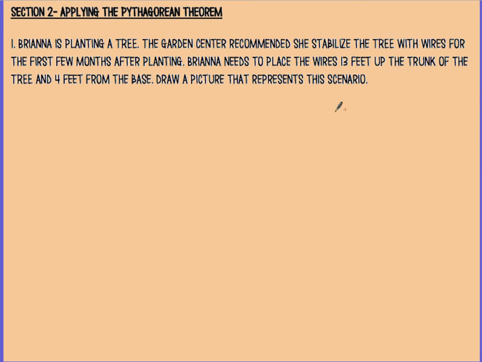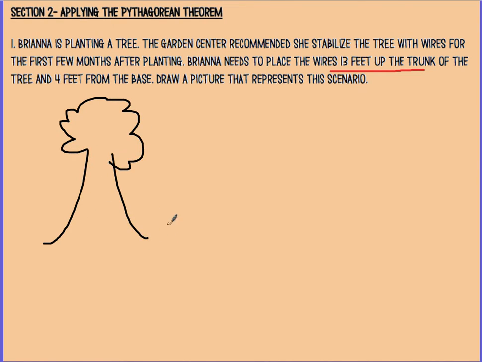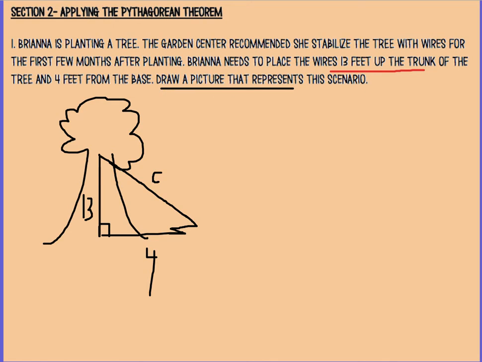All right, let's take a look at section 2 here. It's about Brianna planting a tree. It says she needs to place the wires 13 feet up the trunk. So when I'm thinking about a tree, okay, there's my wonderful tree. The wires are going to be 13 feet up and 4 feet from the base. Maybe my drawing's not great, but this is what I should have. So the wires are going to go like this. The wires will be our hypotenuse. This says draw a picture that represents this scenario. So we're done. We're only asked to draw a picture here. So pay attention to the directions.